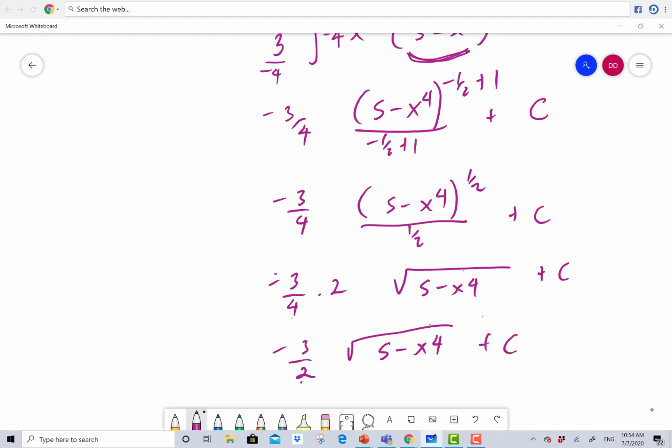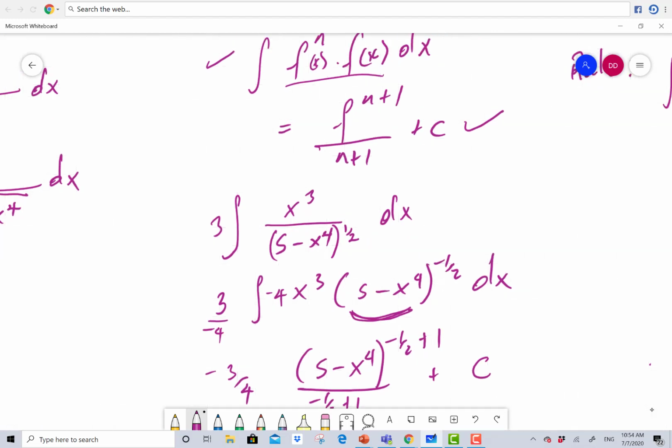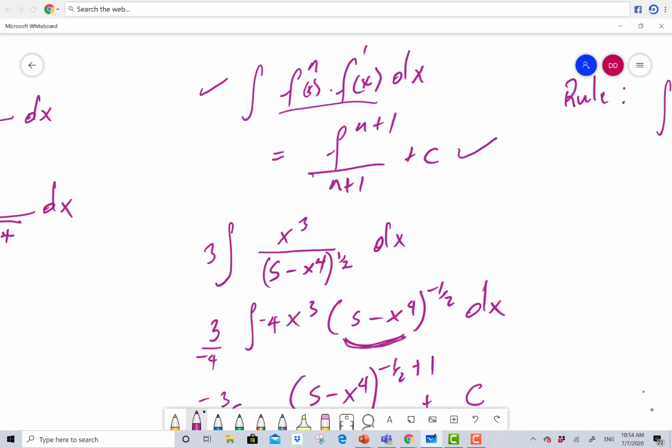So this question is a no-brainer. It's pretty simple if you spot the pattern early, and you can do it in a number of steps.